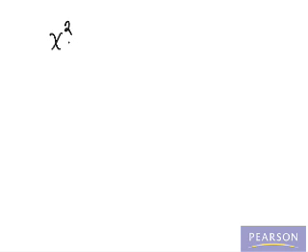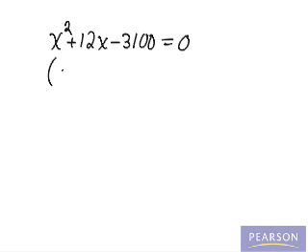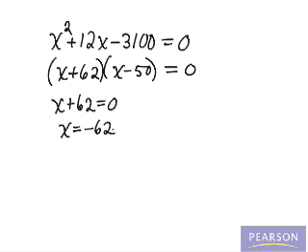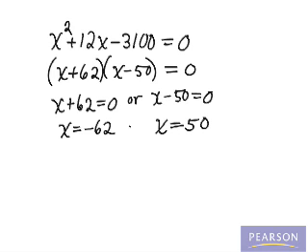our equation x squared plus 12x minus 3,100 equals 0. We were able to factor it as x plus 62 times x minus 50, and that equals 0. So we set x plus 62 equals 0. Subtracting 62 from both sides, we get x is negative 62. Or x minus 50 equals 0. Adding 50 to both sides, we get x equals 50.